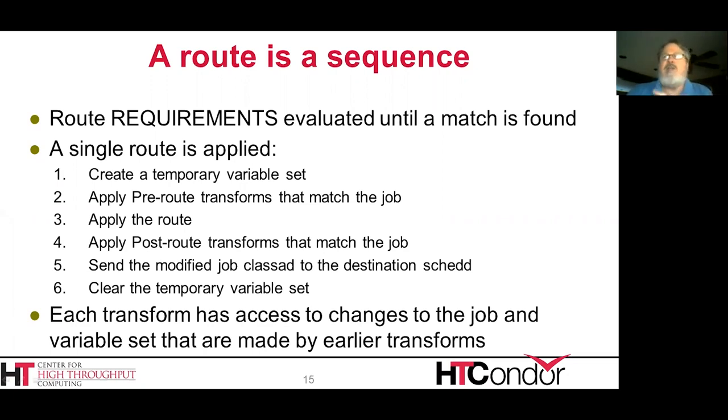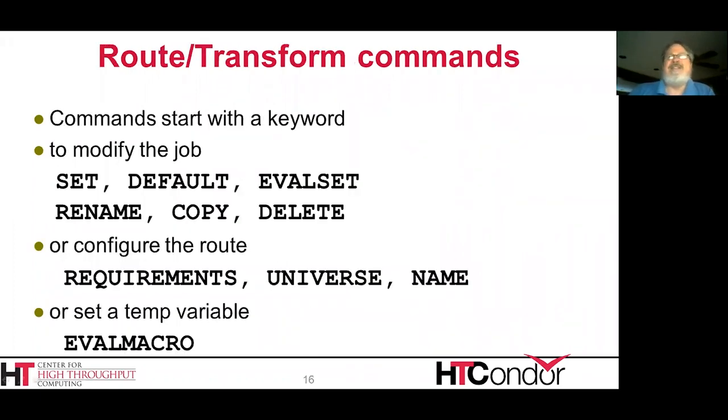So the implication here is you can share variables between transforms. You can set a variable in one of the pre-route transforms and then use it in the route, or consequently, you can set a variable in the route and pick it up in a post-route transform and do something useful with it. And this is essentially how we handle a lot of the defaulting behavior.